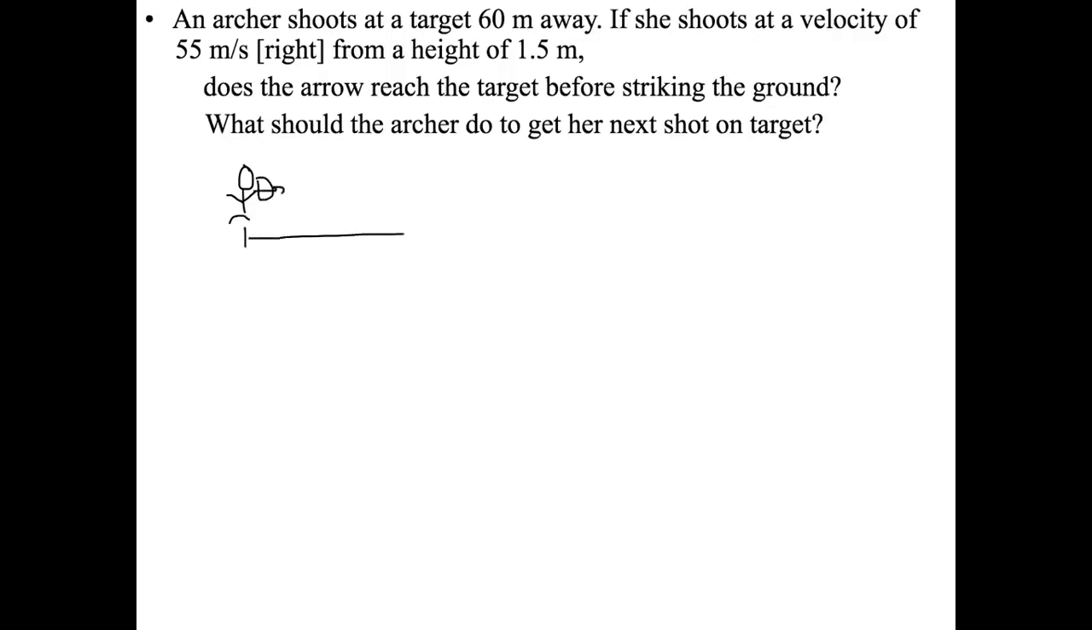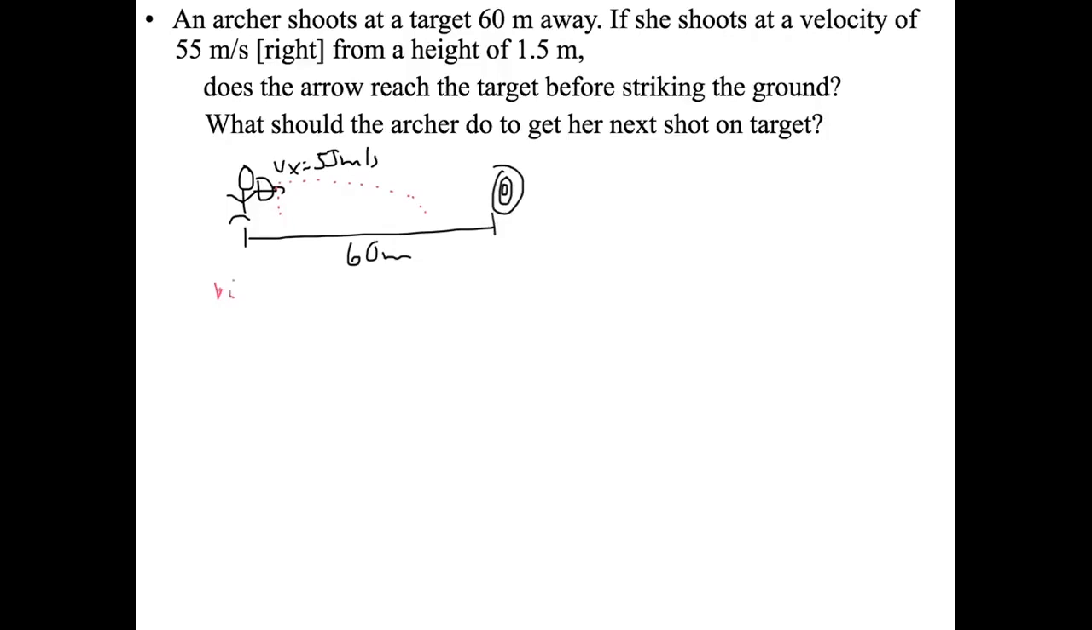Okay. We know the target is 60 meters away. We have a Vx, 55 meters per second. So we need to find the time before the arrow hits the ground. So in this case, we're going to look at the vertical component only, once again, okay? Because like we said, whether it goes like this or straight like this, the timing is going to be the same, okay? So if we focus on the vertical component, we can find out the time it would take for it to hit the ground.